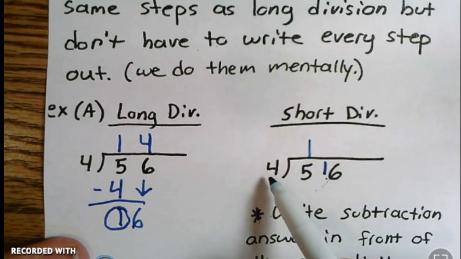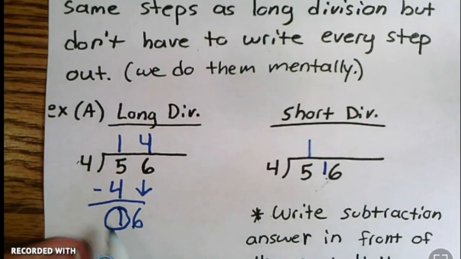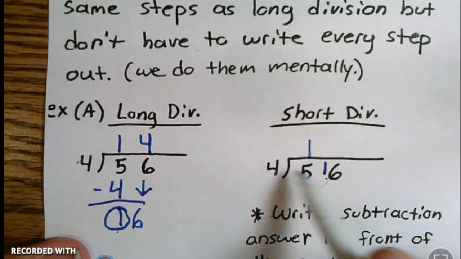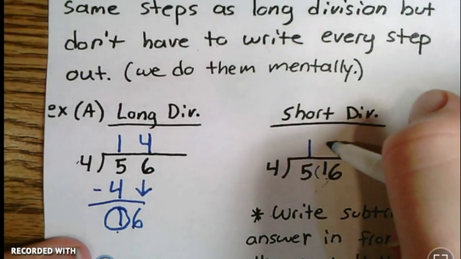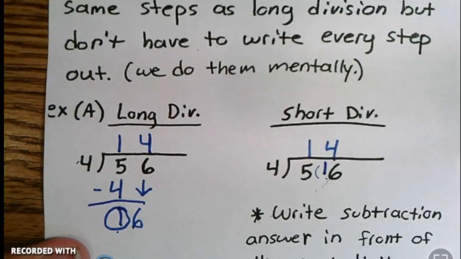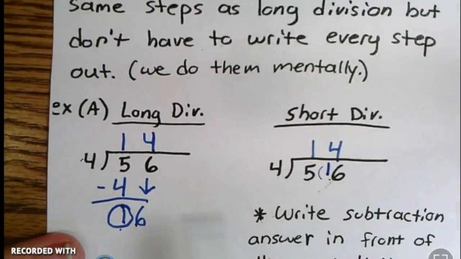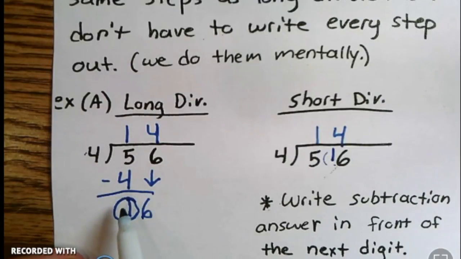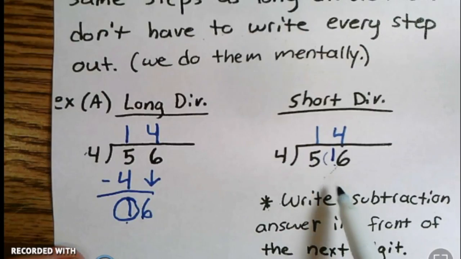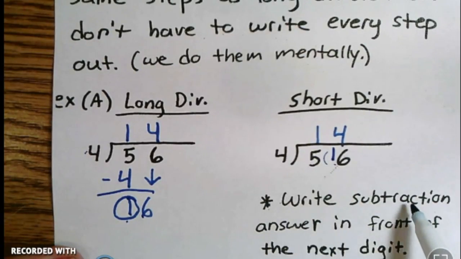And now I'm going to be right back to here where I'm dividing 4 into 16. So 4 goes into 16 4 times. So the great thing is that you skip having to write out all these steps, the multiplication and the subtraction, and it takes up less room, and you don't have to do as much writing. You can just do it in your head. So basically you're writing the subtraction answer in front of the next digit.